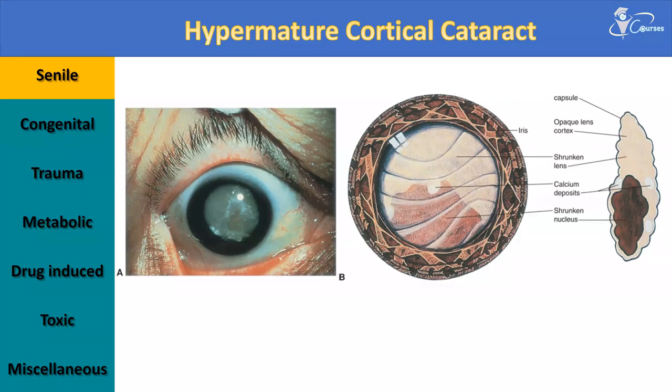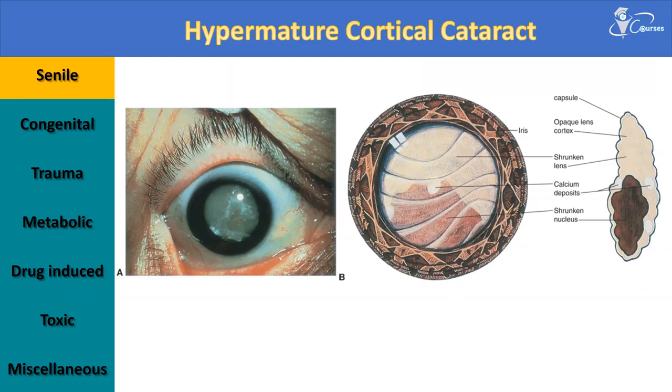When the degenerated cortical material leaks out of the lens capsule, the capsule becomes shrunken, and the nucleus will sink down in the capsule. This will result in what's called hypermature cortical cataract.